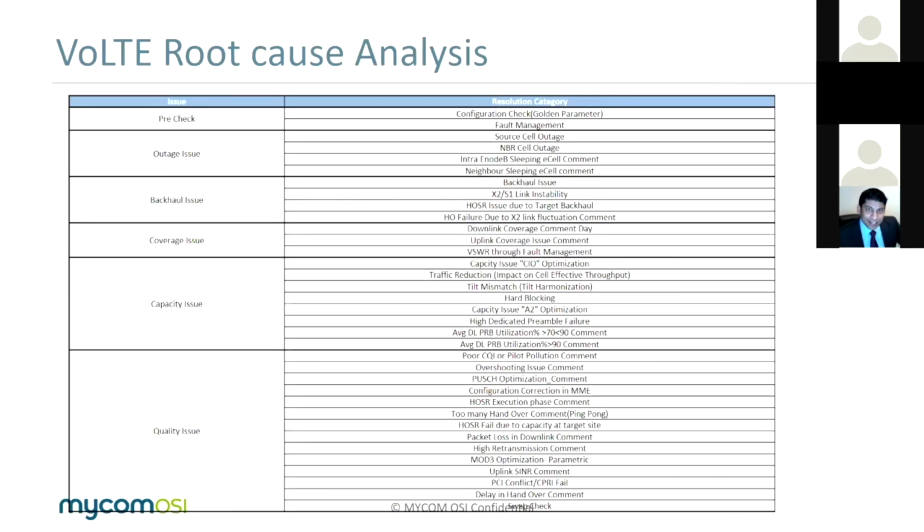As you can see, the VoLTE root cause analysis provides a whole bunch of root causes in our dashboards on the pre-checked outage issues, backhaul issues, coverage issues, capacity issues, and quality issues. These are all the issues reported from our dashboards, and it's quite comprehensive, ranging from S1, X2 instability, handover success rate issues, PUSCH optimization, high retransmission content, PCI conflicts, and so on and so forth.